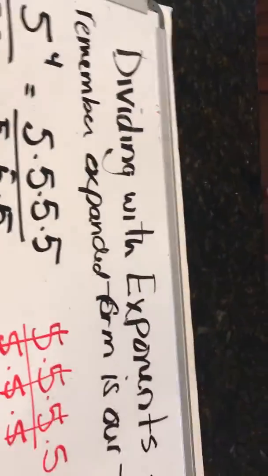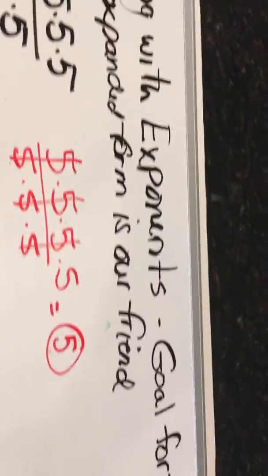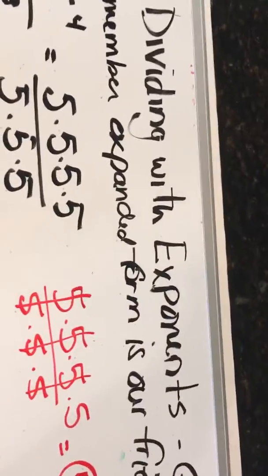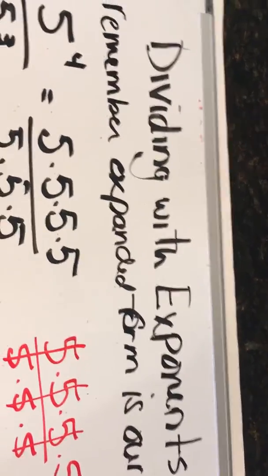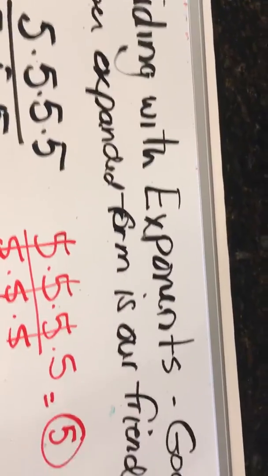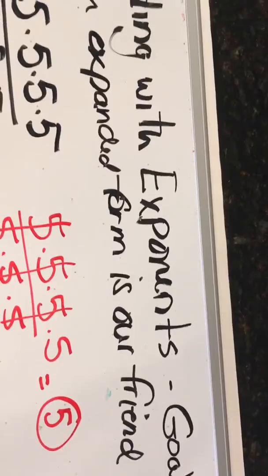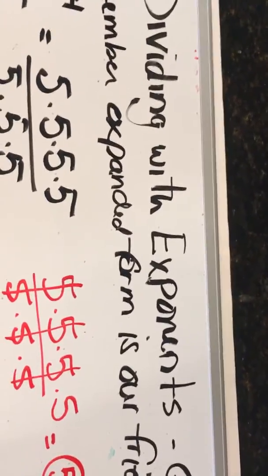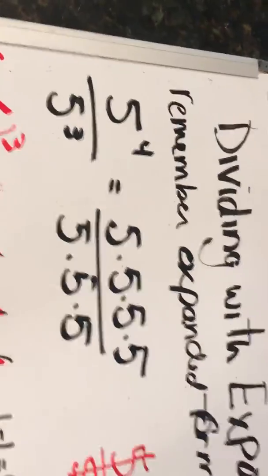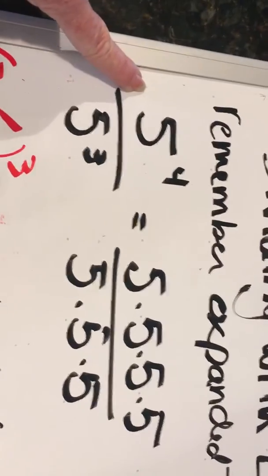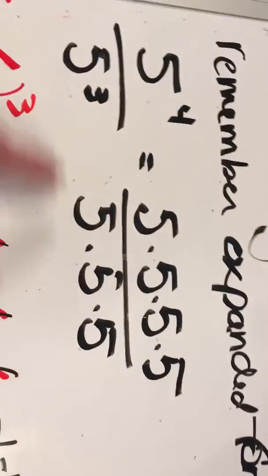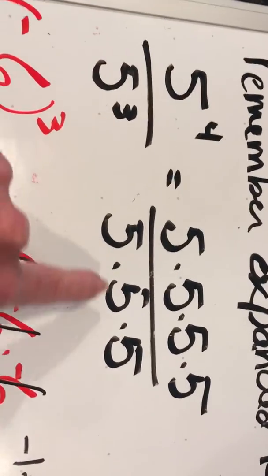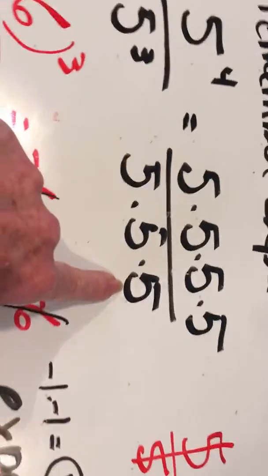Good morning, third period. Today our goal is dividing with exponents. The thing I want you to remember is expanded form is your friend. There are shortcuts to these, but if you go to expanded form, it will never lie to you. For example, 5 to the 4th means 5 times 5 times 5 times 5. 5 cubed means 5 times 5 times 5.